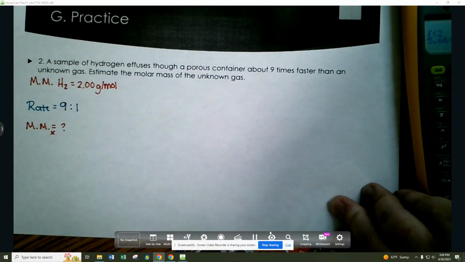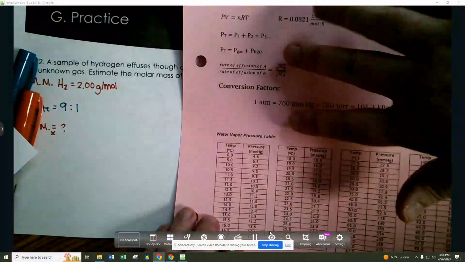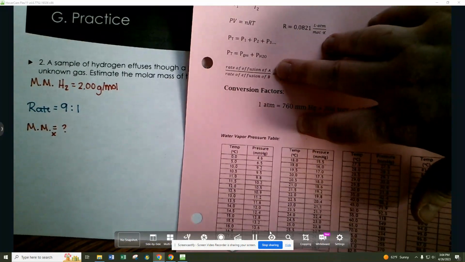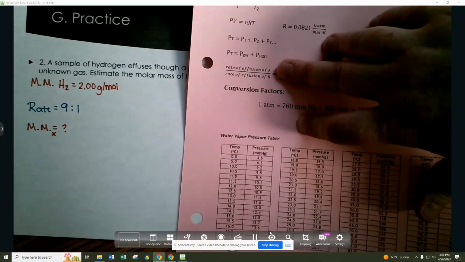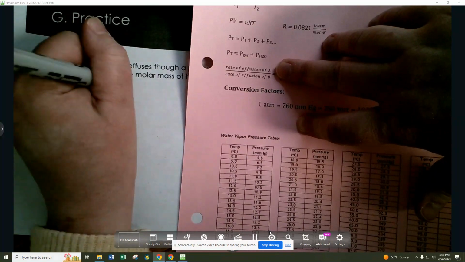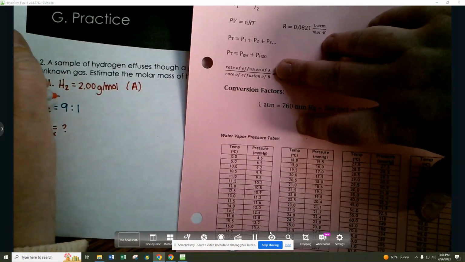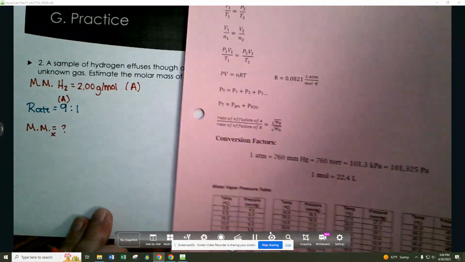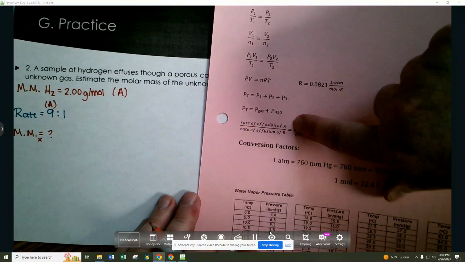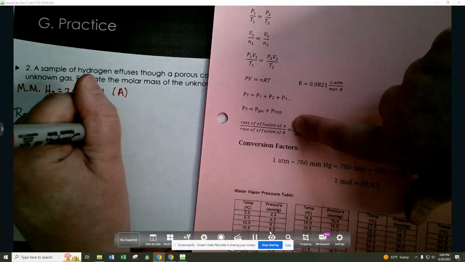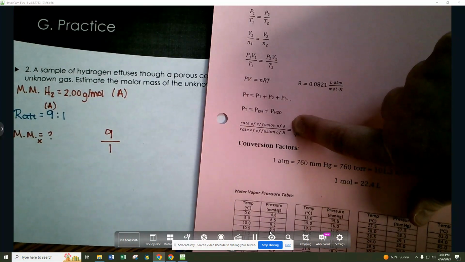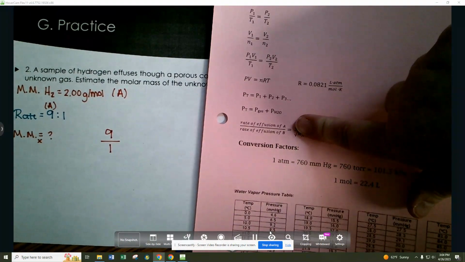Okay. So when we go to set this up, looking at our formula, you have to keep track of what is A and what is B. A is the lighter gas. So A is going to be hydrogen. So this is my molar mass of A. And this is the speed of A, because hydrogen, again, was moving faster than the unknown gas. So when it looks at rate of effusion of A, I'm going to plug in a 9, because it's moving at a ratio of 9 times faster to a ratio of 1. There's no unit there, okay?